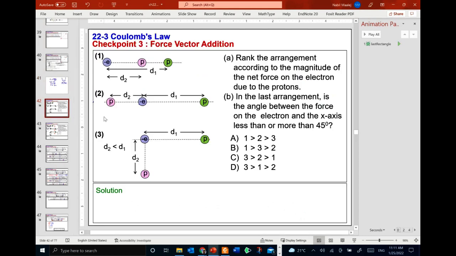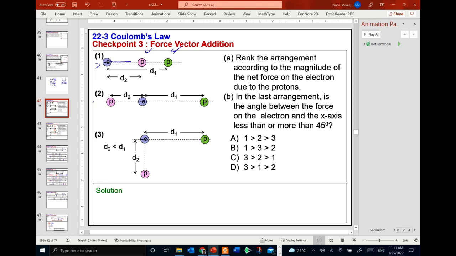Okay, so rank the arrangement according to the magnitude of the net force on the electron due to the protons. You can see the electron is on the left here. This is the electron, and we have the protons, these are the two protons. We want to determine the magnitude of the net force on the electron, and rank them. So let's determine the force between the electron on the left and the proton in the middle. Is it a force of attraction or repulsion? It's attraction, so different charges.